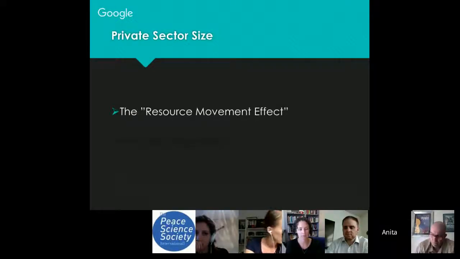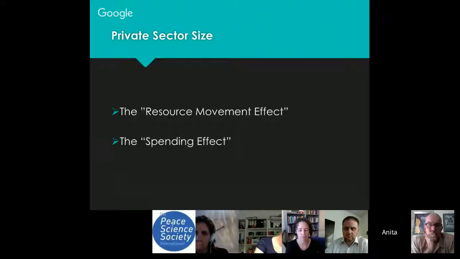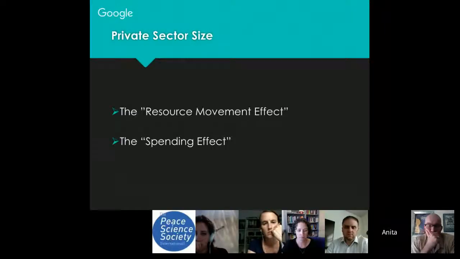Okay, so the smaller private sector size is a result of two things, and one is called the resource movement effect. That's as the resource sector booms, it draws labor and capital away from agricultural and manufacturing sectors, which also raises their production costs. The spending effect is as money from the booming resource sector enters the economy, it raises the real exchange rate. Thus, a higher exchange rate makes it cheaper to import agricultural goods and manufactured goods than to produce them domestically, and it also increases the price of exports. So essentially, that leads to a deindustrialization of oil-dependent states.